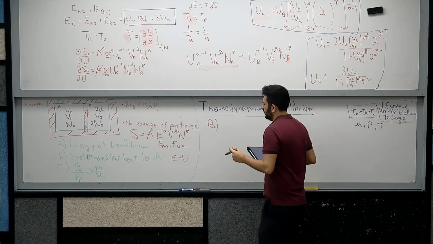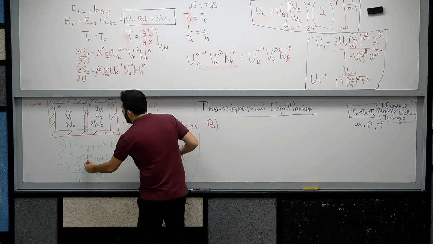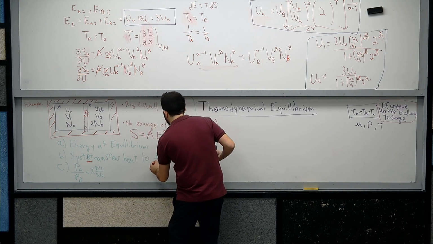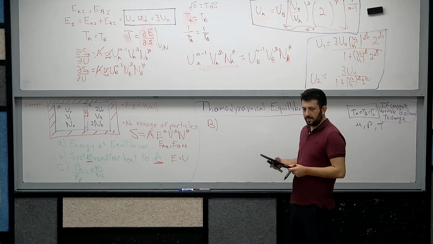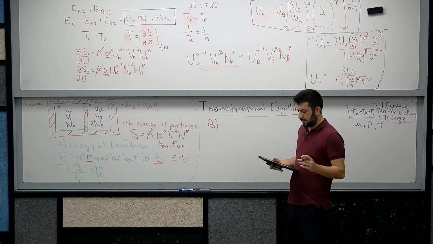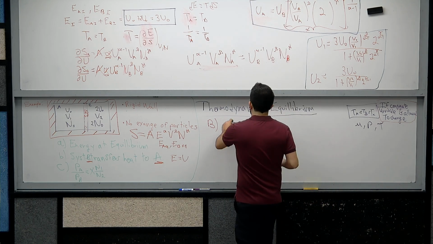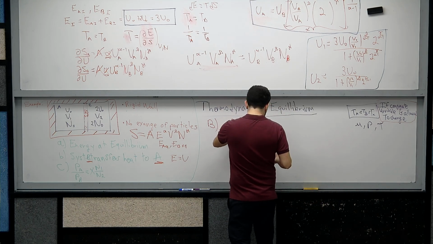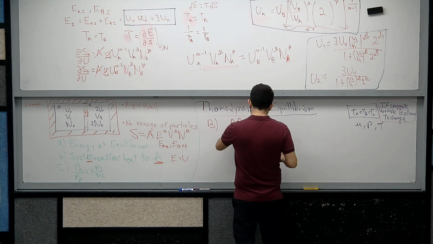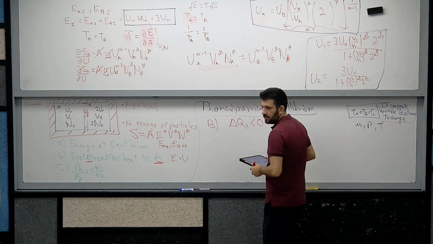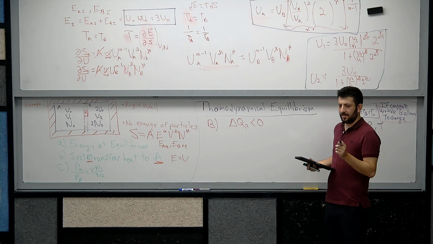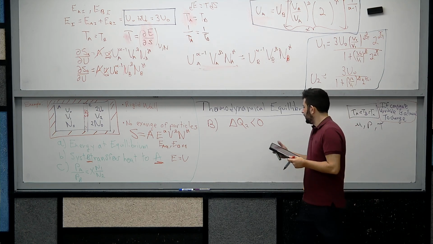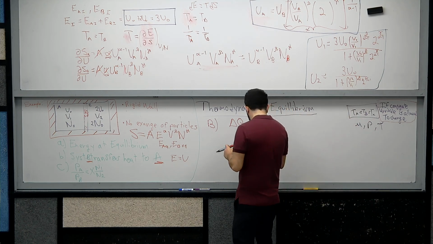B is just, we need to find a condition to know when B is the one that transfers heat to A. How do we put that in a mathematical statement? Right? This must be that Q2 must be less than 0, right? Why? Because it's the one that's conceding the energy.